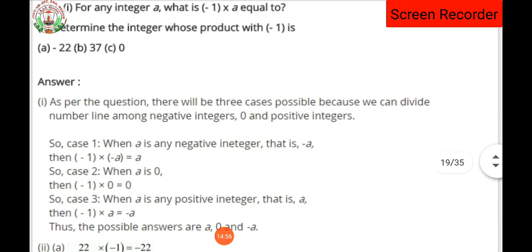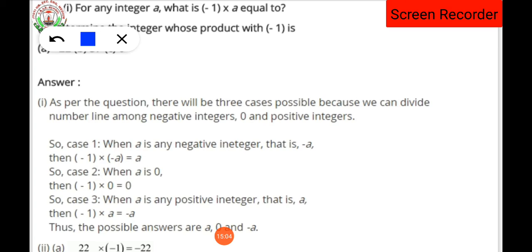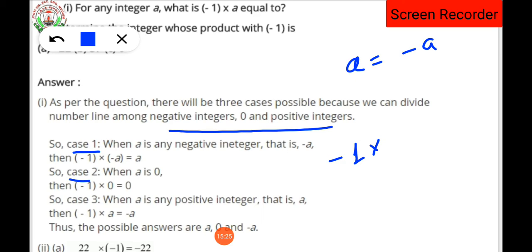First is the positive integer, second is the negative integer and third is the neutral, isn't it? So 3 possibilities will be there that we will get the answer as negative, positive and the 0 integer, when minus 1 will be multiplied with a. Clear? So in the first case, when the value of a will be minus a, first condition. Second condition, when a is 0, and third condition, when a is plus, that means positive integer.